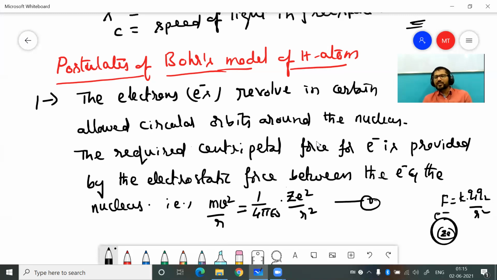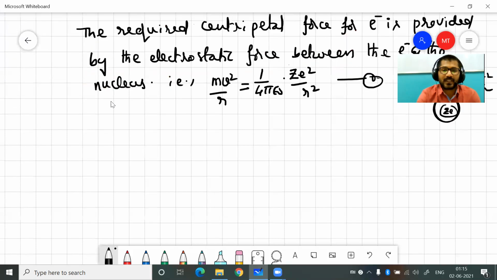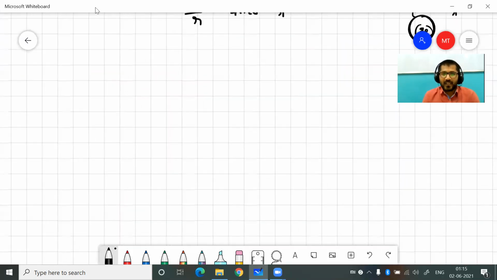We make use of these equations later on to derive different expressions like the radius of an electron in the nth orbit, velocity of the electron in the nth orbit, etc. So you have to remember these points. First postulate means you have to keep this equation in mind. Let us see the second postulate. What has Bohr proposed in the second postulate?